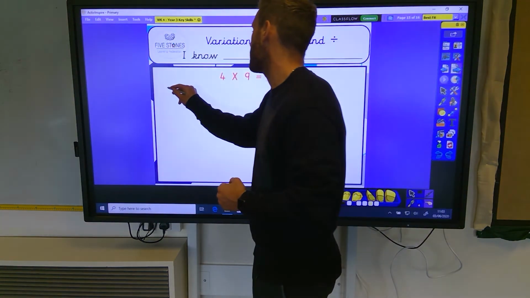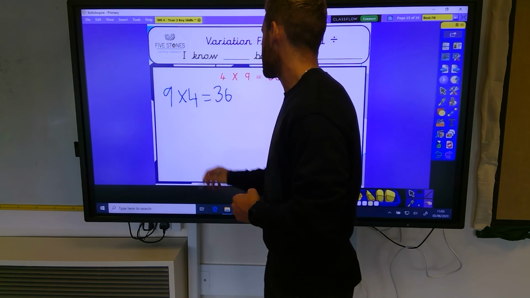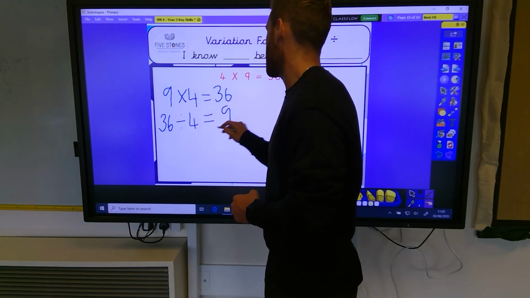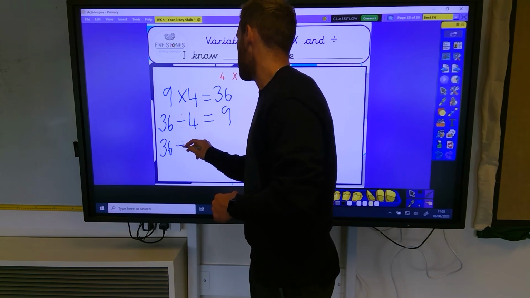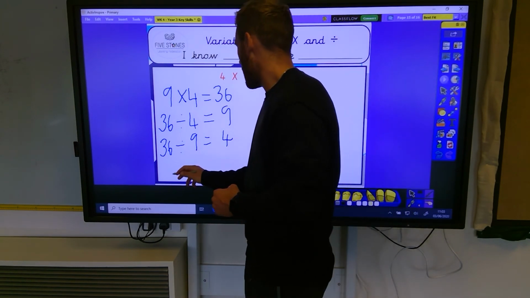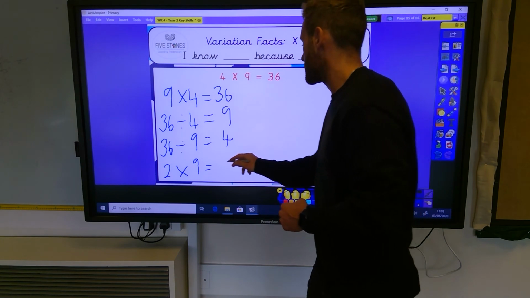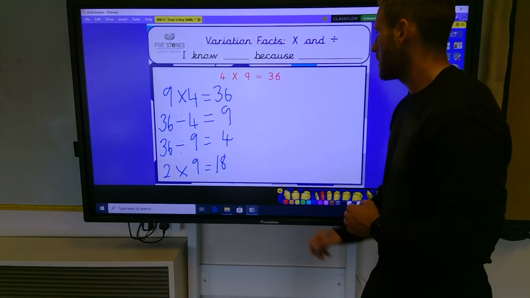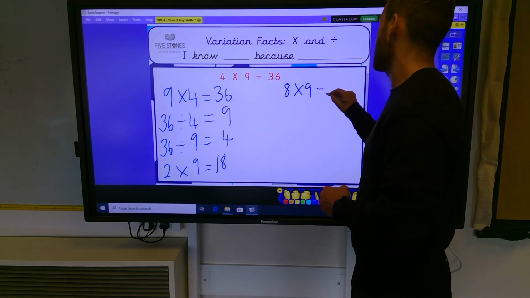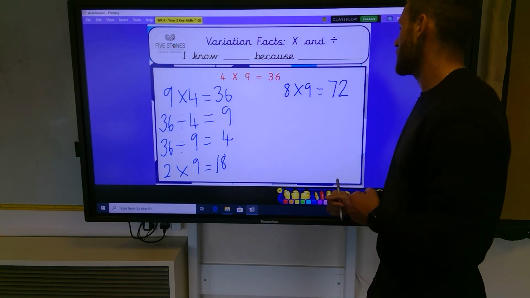We should hopefully have some inverse facts here. 9 times 4 equals 36. 36 divided by 4 equals 9. 36 divided by 9 equals 4. Some of you might have halved and done 2 times 9. We know that is half of 36, 18. We might have doubled 4 and done 8 times 9 equals double 36, which is actually 72.